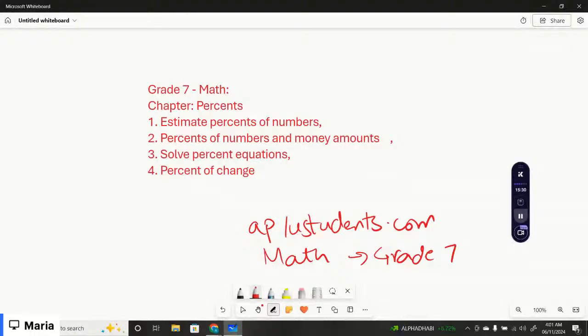We're going to start with the chapter percents. The lessons we're going to cover today are estimate percents of numbers and money amount, solve percent equations, and percent of change. So please make sure you have your notebook and pencil so that you can note down the important examples and definitions as well.